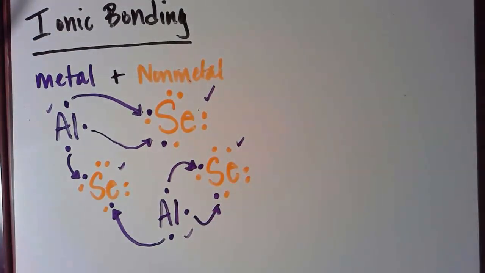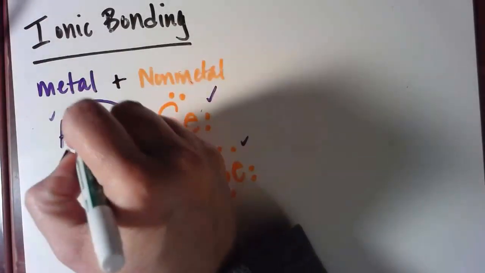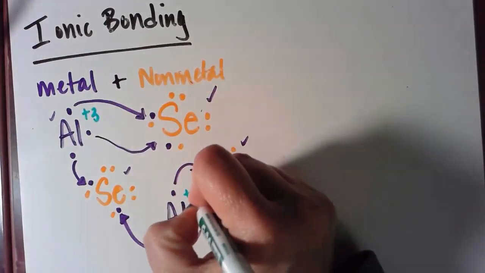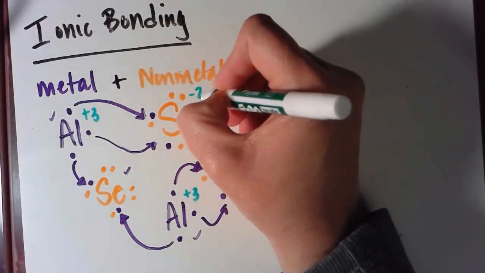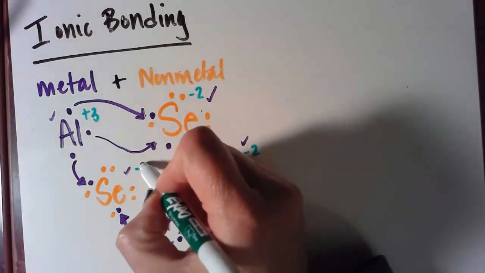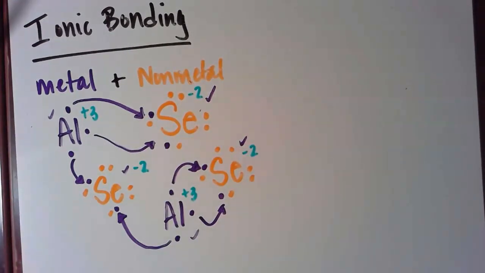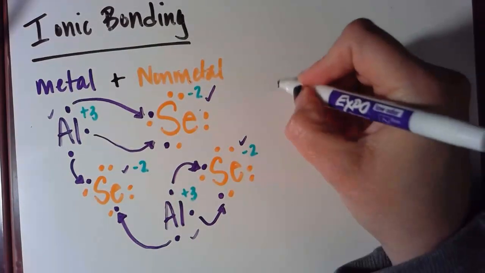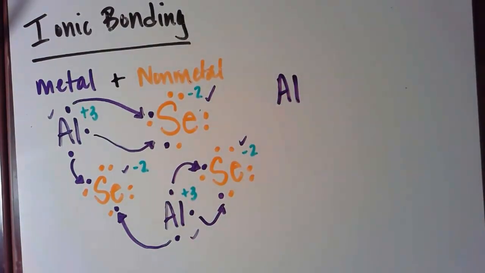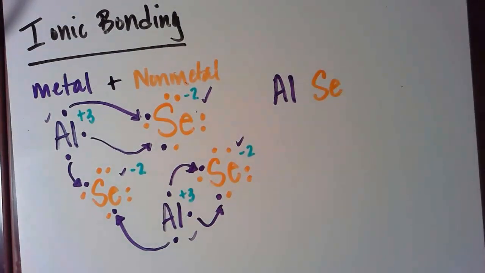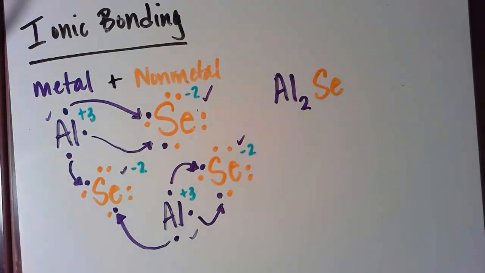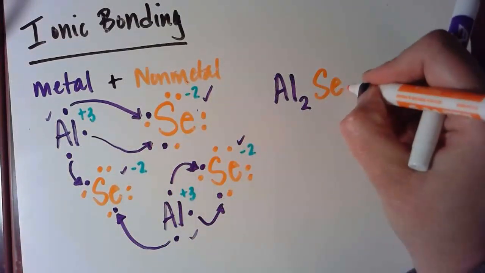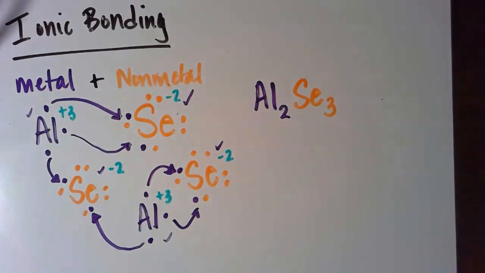So, in the end, what's the charge on each aluminum? Each aluminum is getting rid of 3 electrons, so it's a plus 3. Each selenium is taking 2 electrons, so each selenium has a minus 2 charge. So if we write the formula for this, it would look something like aluminum and selenium. And now we write the numbers. How many aluminums? There's 2. And how many seleniums? 1, 2, 3. So our formula is Al2Se3.